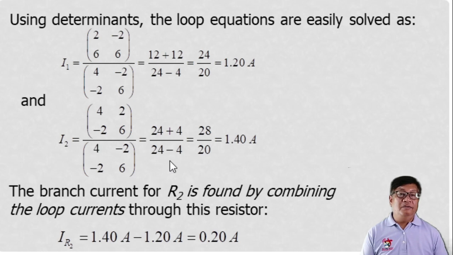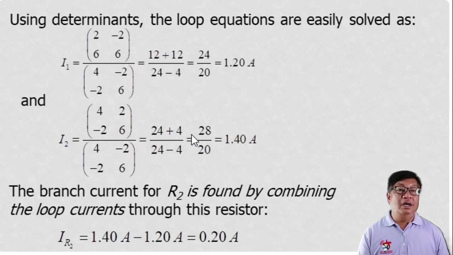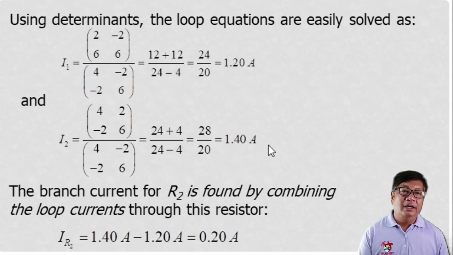Then divide by 24 minus minus 2 times minus 2, that is minus 4. So more or less our numerator is 28 and our denominator is 20. So I sub 2 now, our loop current 2, is equal to 1.4 amperes.